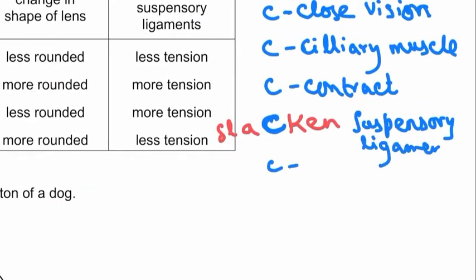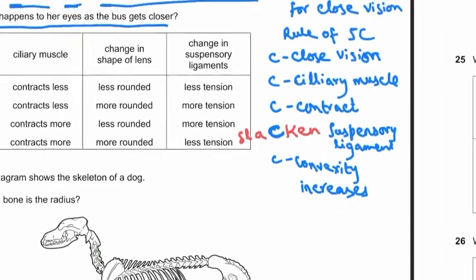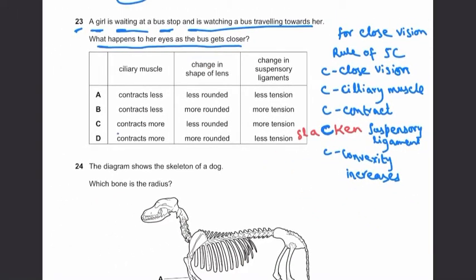And convexity increases. Lens becomes more convex. Convexity increases. The lens becomes more rounded, thicker, more convex. So what will happen guys? Ciliary muscles will contract more. The suspensory ligaments will lose tension. There will be less tension. They will be slackened. And the change in the shape of the lens is that lens will become more rounded and more convex. The answer is D.